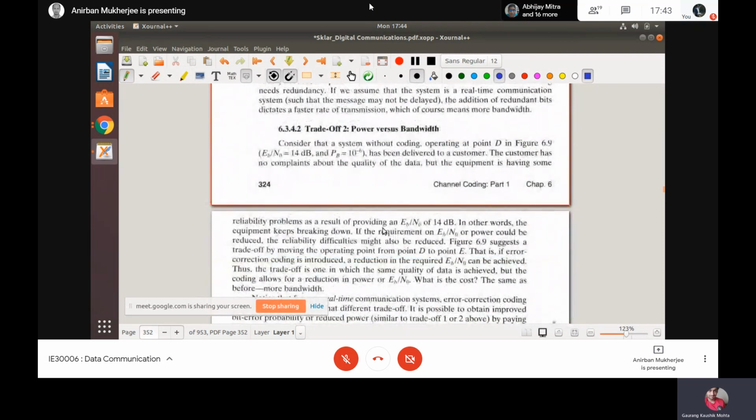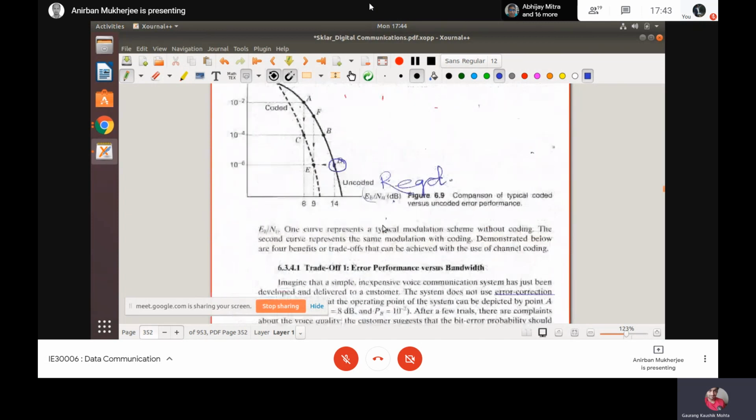Now, but sometimes what happens is that when you are operating at high power, the customer is facing a reliability problem. Means what happened? Say when you are operating at say 8 SNR, meaning low power, say you are generating the sinusoid in this way, fine. But sometimes what happened? In this case you are generating a big sinusoid.